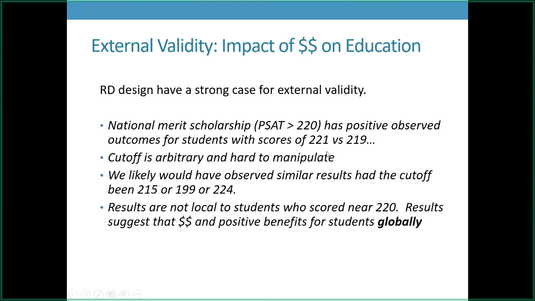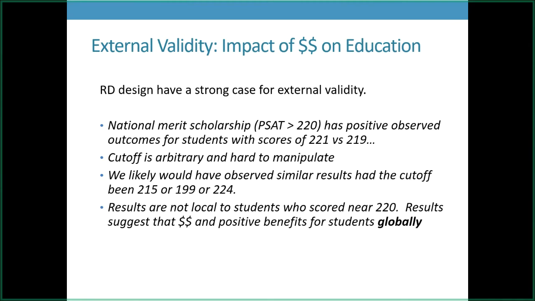Let's think about that in terms of the National Merit Scholarship and the PSAT. So to get the National Merit Scholarship, you have to get a score above 220. So the idea of an RD is that you're comparing people who scored a 221 versus 219, or maybe people who scored 221, 222, or 223 to those that scored like 217, 18, 19. And then that's a pretty valid natural experiment. Those people a priori were pretty similar students. It kind of takes away the normal omitted variables.